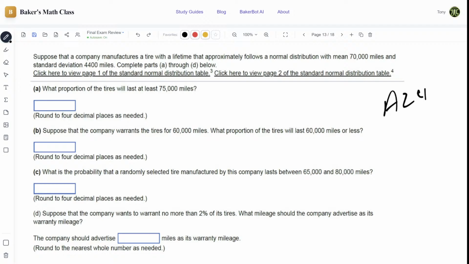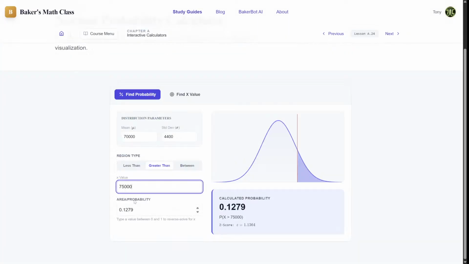Suppose a company warranties the tires for 60,000 miles. What proportion of tires will last 60,000 miles or less? So we just change this to 60,000 miles, and we want less than that. So they'd only expect about 1% of the tires to come back.